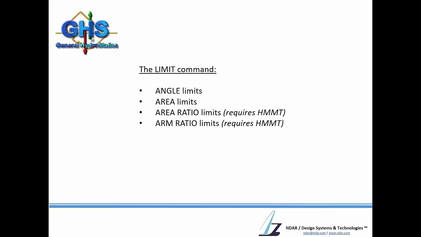It can be an arm ratio limit. So again, here it requires HMMT, so healing moment, to be defined, and that would be the ratio between the writing arm and the healing arm at a specific angle or for a range of angles. Arm Sine Ratio is a specific form of this command where you check the HMMT, so sorry, the healing arm curve against a sine writing arm curve.